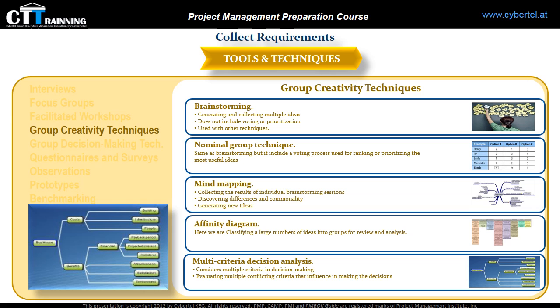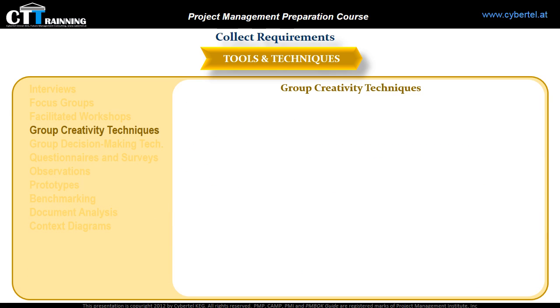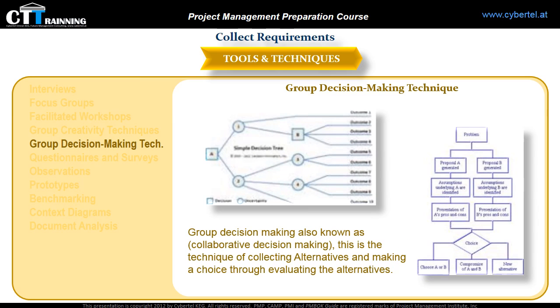The next technique is group decision-making techniques. Group decision-making techniques is a technique to assess multiple alternatives that will be used to generate, classify, and prioritize product requirements. Group decision-making, also known as collaborative decision-making. This is a technique of collecting alternatives and making a choice through evaluating these alternatives.